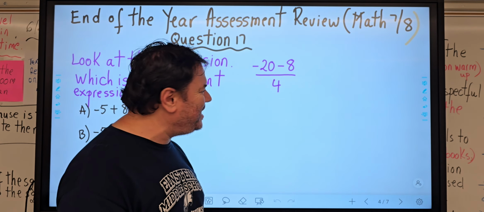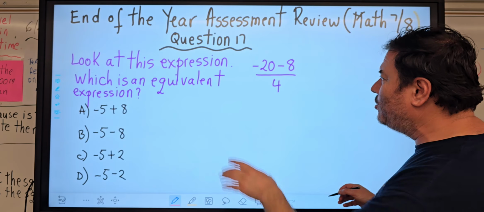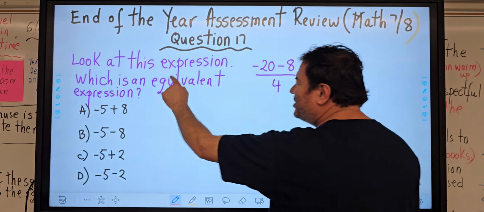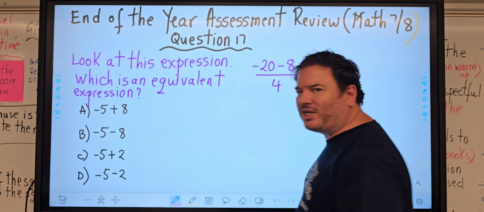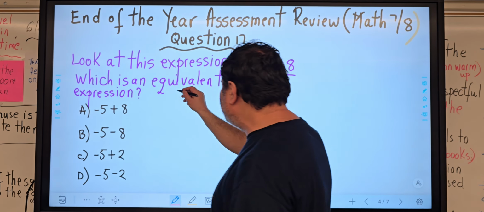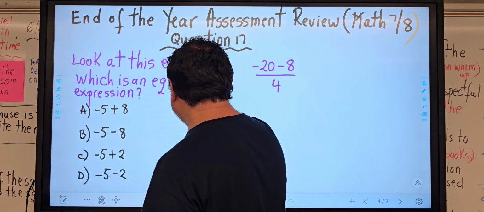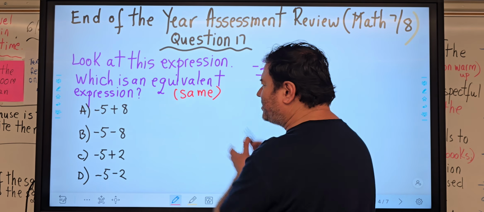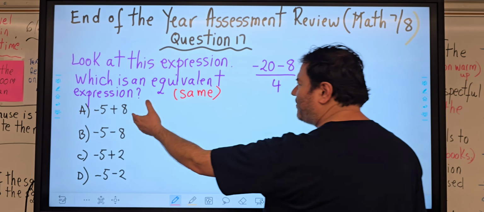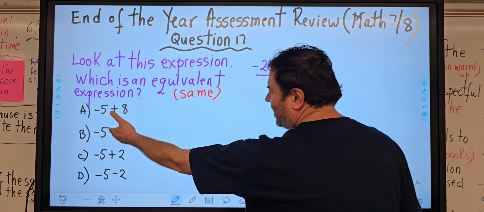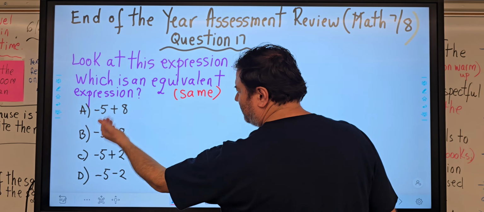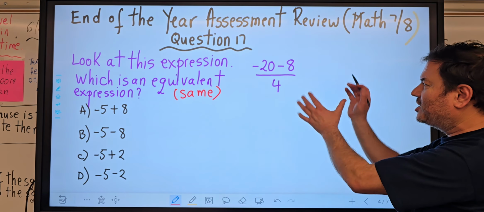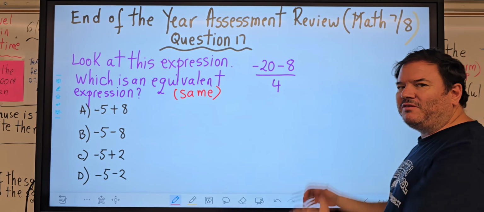Now, question 17. They're asking us, look at this expression, negative 20 minus 8 divided by 4. Which is an equivalent expression? Equivalent again means same, right? Same. Which expression is the same as this? Here we have negative 5 plus 8, negative 5 minus 8, negative 5 plus 2, negative 5 minus 2. And here we have this expression, negative 20 minus 8 divided by 4.